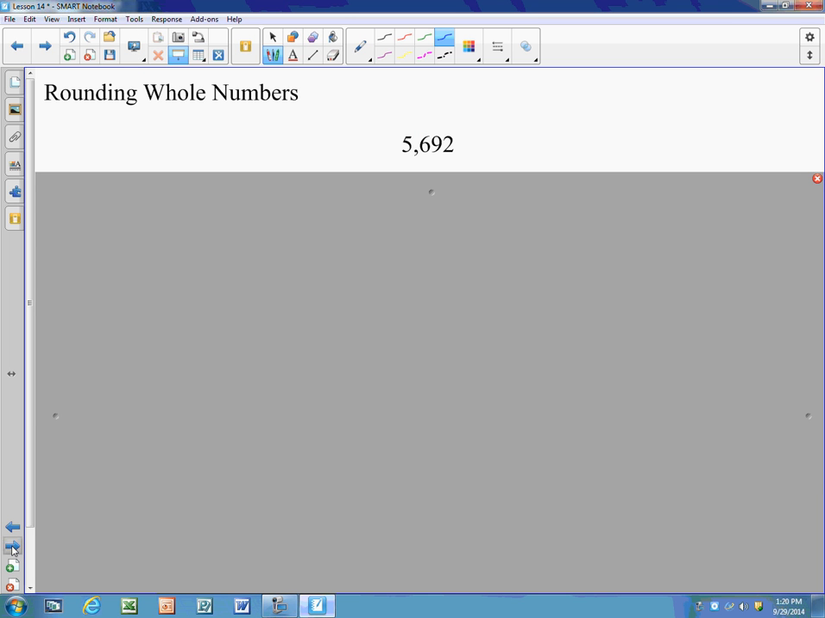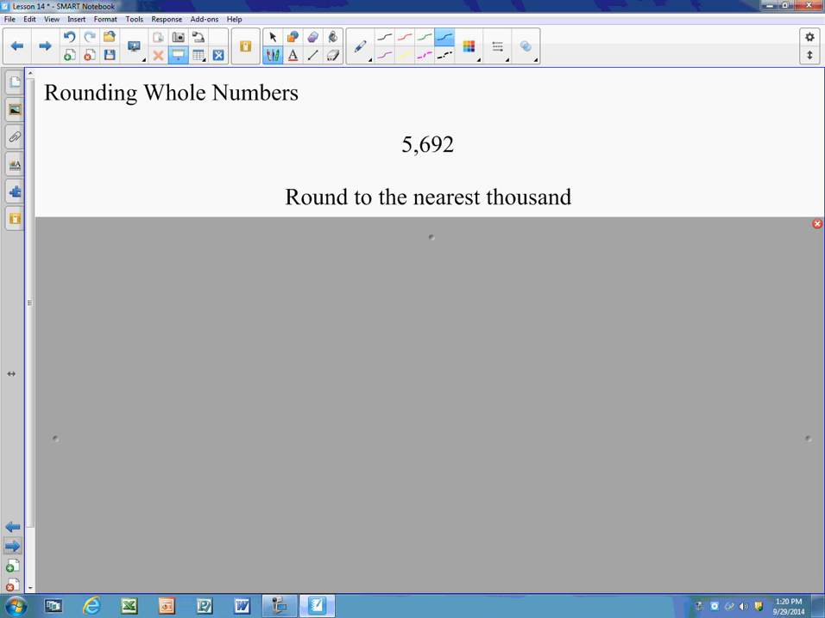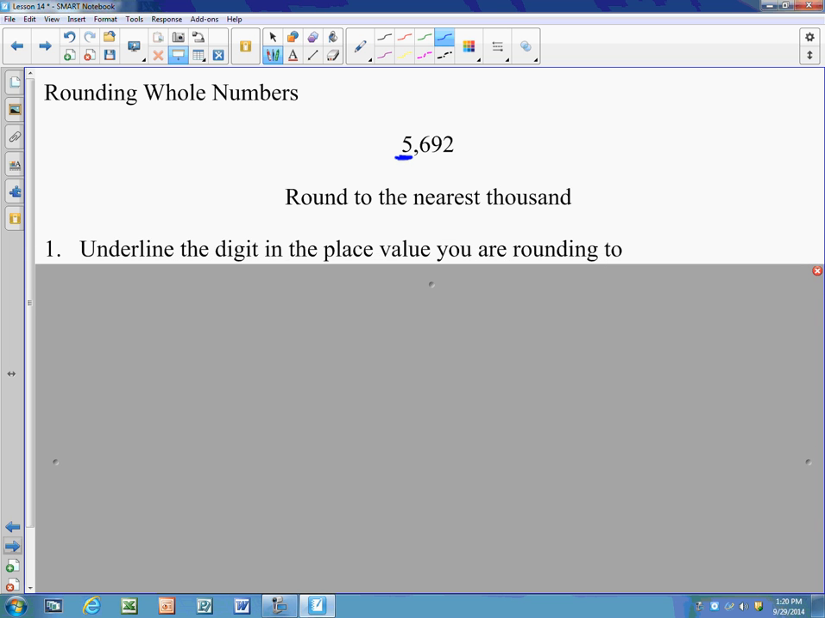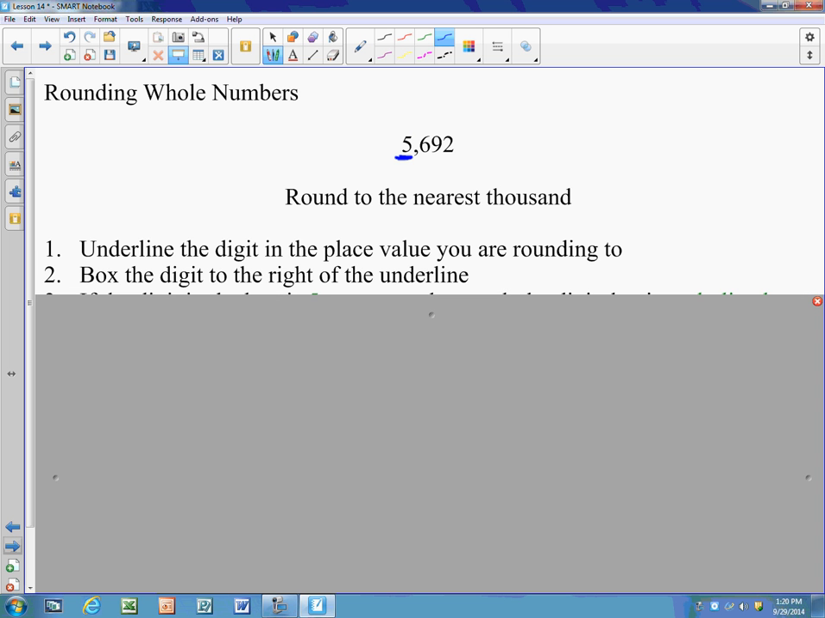Here's another example of rounding whole numbers. So I have the number 5,692. We're rounding to the nearest 1,000. So I underlined the place value that I was rounding to. My next direction tells me to box the digit to the right of the underline, which I did.